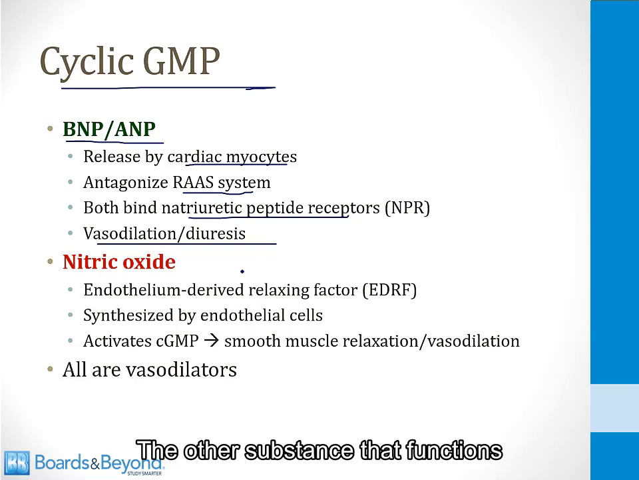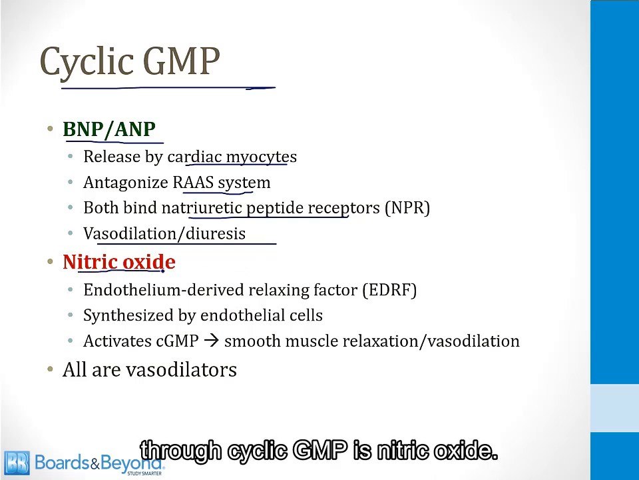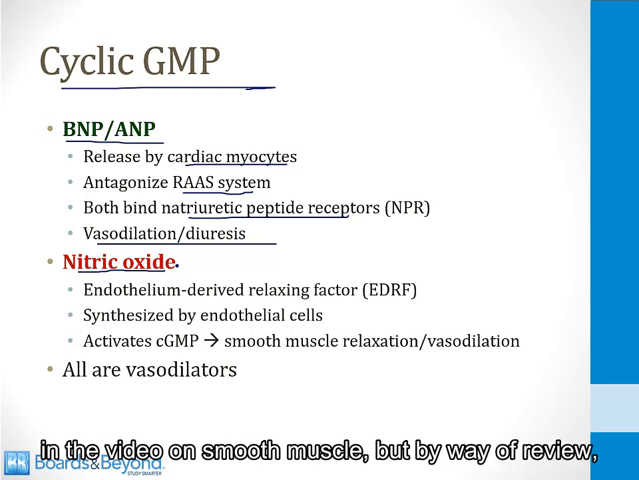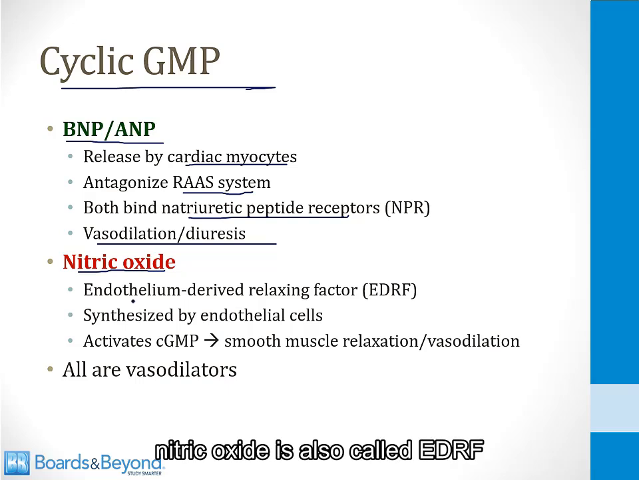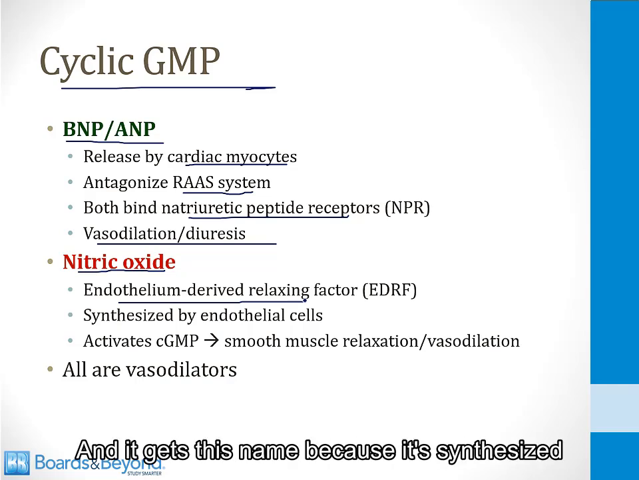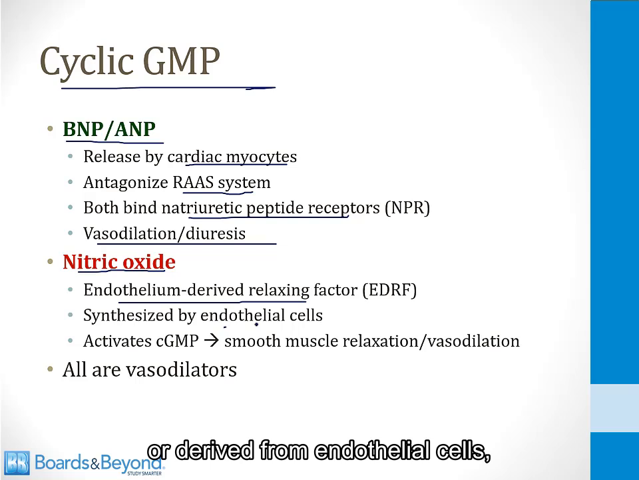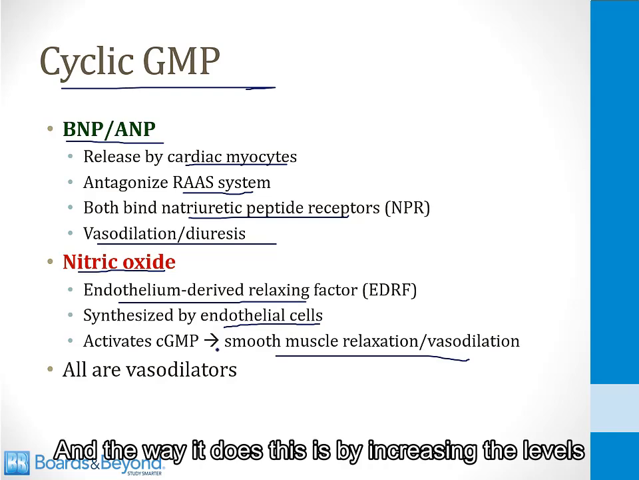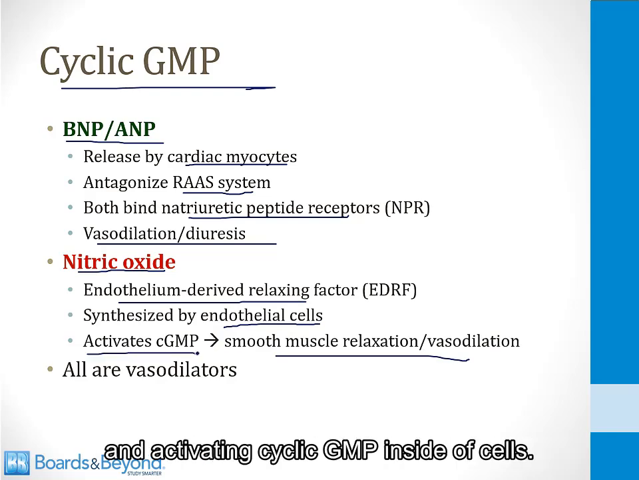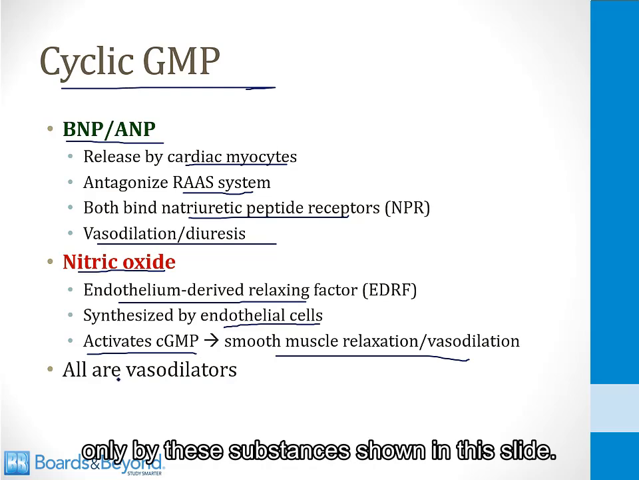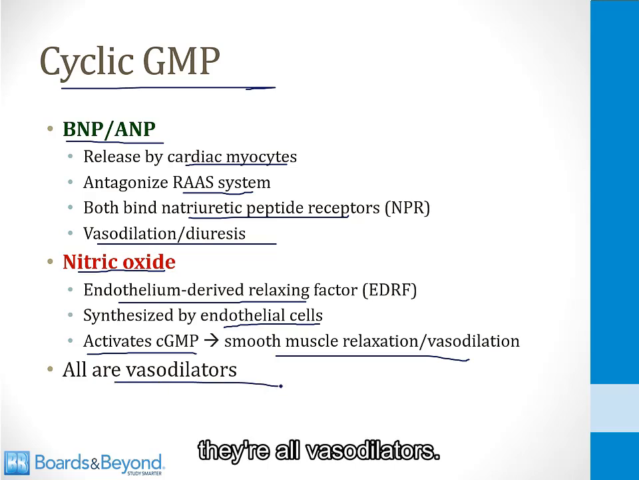The other substance that functions through cyclic GMP is nitric oxide. I discussed this in the musculoskeletal section in the video on smooth muscle, but by way of review, nitric oxide is also called EDRF or endothelium-derived relaxing factor, and it gets its name because it's synthesized or derived from endothelial cells, and it causes smooth muscle relaxation and vasodilation, and the way it does this is by increasing the levels and activating cyclic GMP inside of cells. So the cyclic GMP system is used only by these substances shown in this slide. If you want a way to remember them in your mind, they're all vasodilators.